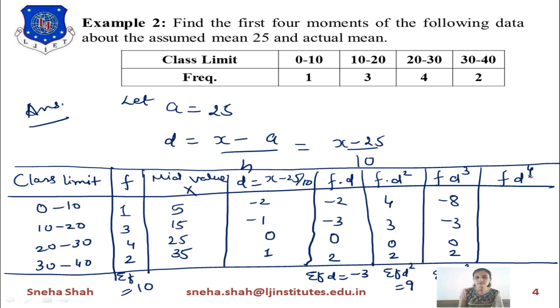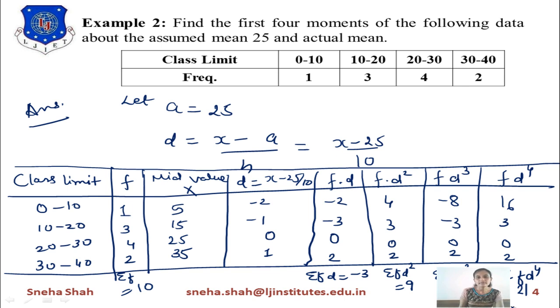Now the last term, we will find f d raised to 4. So d raised to 4, minus 2 raised to 4, is 16, into 1 means 16. Likewise, we find all the other values, and it gives the answer like this. If I add all these terms, it gives the summation of f d raised to 4, and its value equals 21.